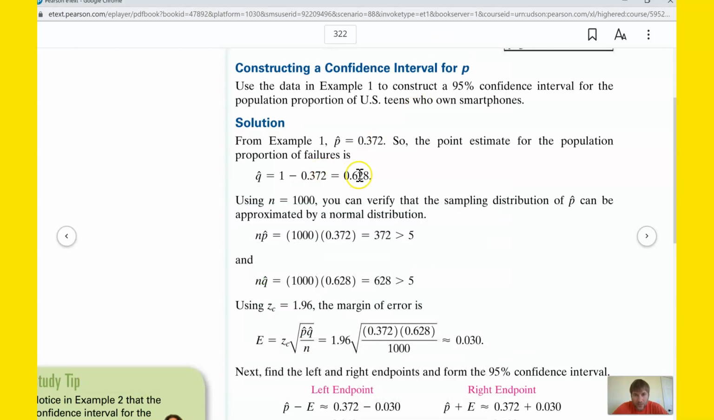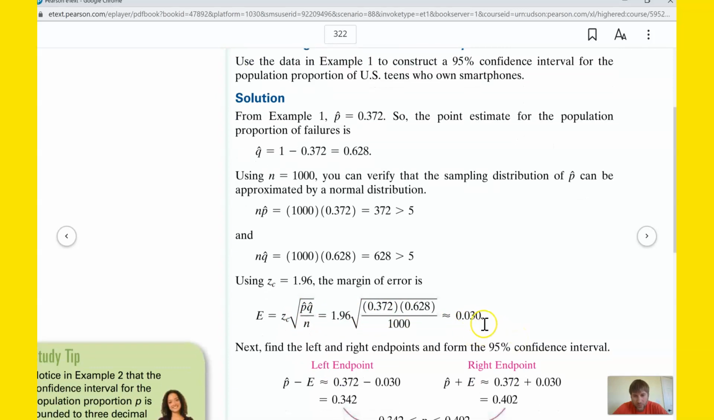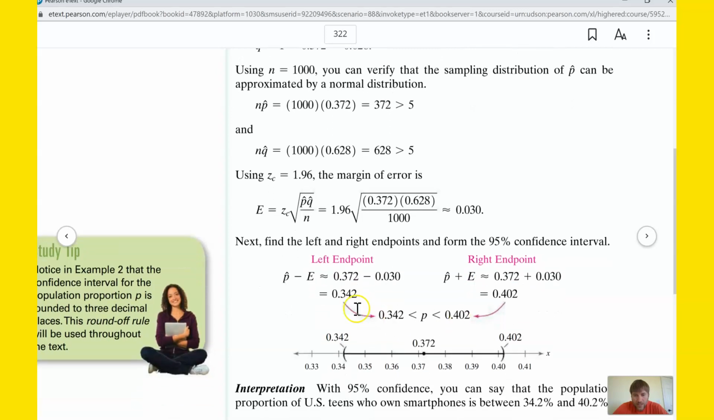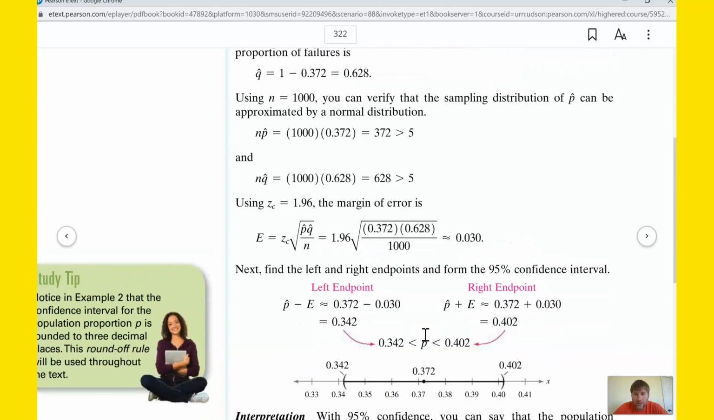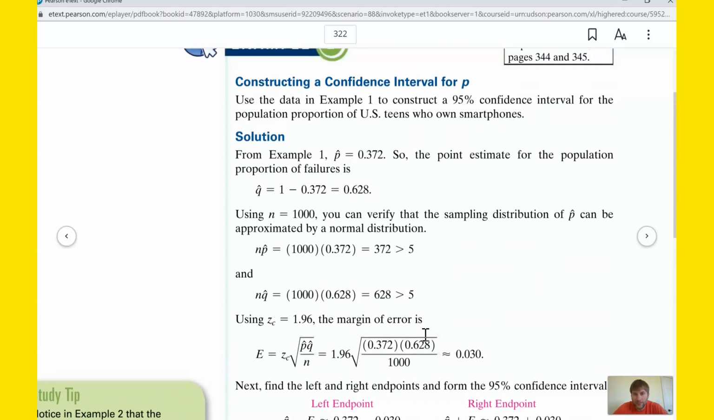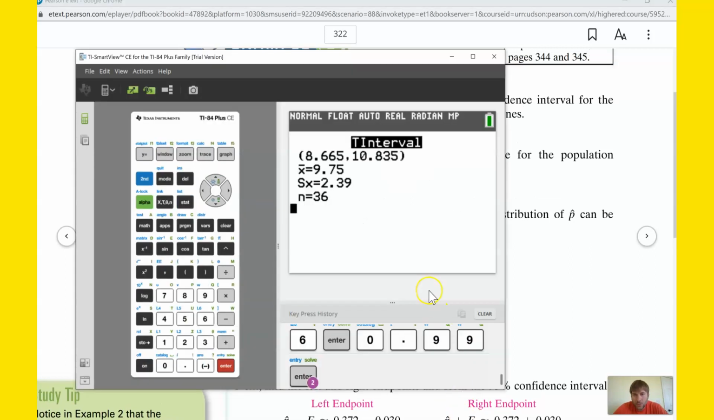Well, one way to do it is the long, detailed way, where we find this margin of error by finding z sub c by doing the inverse normal for that, and then doing this formula here to get the margin of error, which they get to be about 0.03. And so then they take the point estimate, which was 372 out of 1,000, or 0.372, and they add 0.03 to it, and they take 0.03 away from it, and they construct this 95% confidence interval based on that. But we can do that in an easier way by going to the calculator.